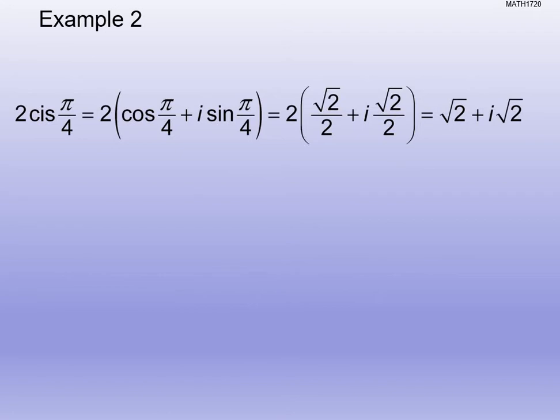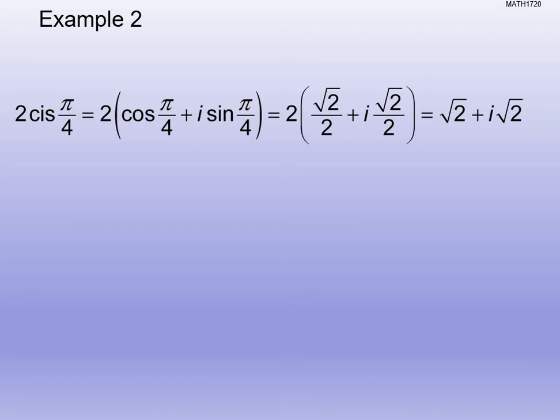Okay, so the first one becomes 2 times cosine of pi over 4 plus i sine of pi over 4. And pi over 4, that's our 45. So that's a 1, 1, square root of 2 triangle that you need to solve. That's where the square root of 2 over 2 comes from for each one of these. Then we have 2 times the quantity square root of 2 over 2 plus i square root of 2 over 2. We can factor a 2 out of the denominator, and it cancels with the 2 in the numerator, so we end up with square root of 2 plus i square root of 2.